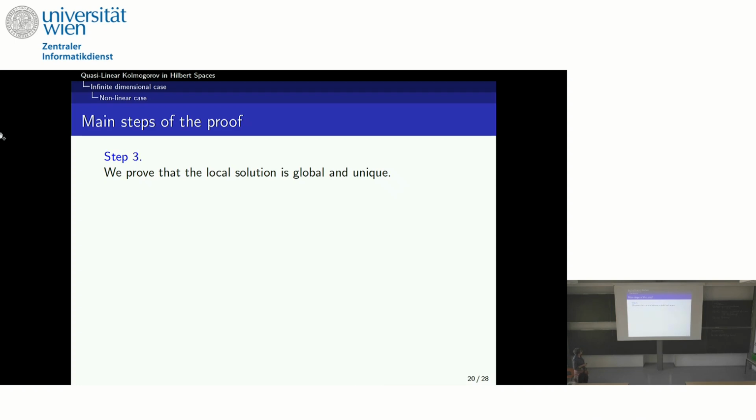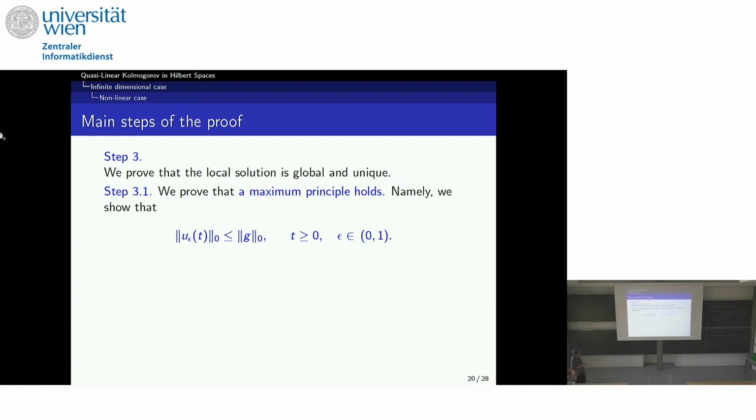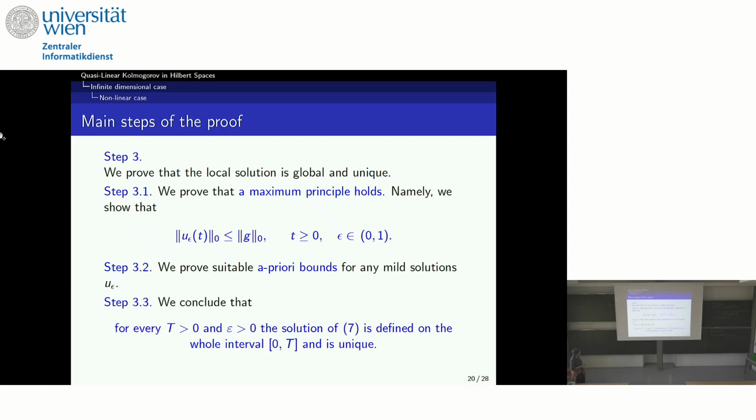So then you pass to step 3, where you have to prove that your local solution is global and it is unique. As a first step, you must prove a maximum principle, and to do that you use the relation with the associated SDE, and so the representation of U_t through the nonlinear transition semigroup. And then you have to prove some a priori bounds for the mild solution. Once you have these a priori bounds, then you can conclude that for every epsilon, your solution with that regularity is indeed unique in the space of classical solutions with that regularity.